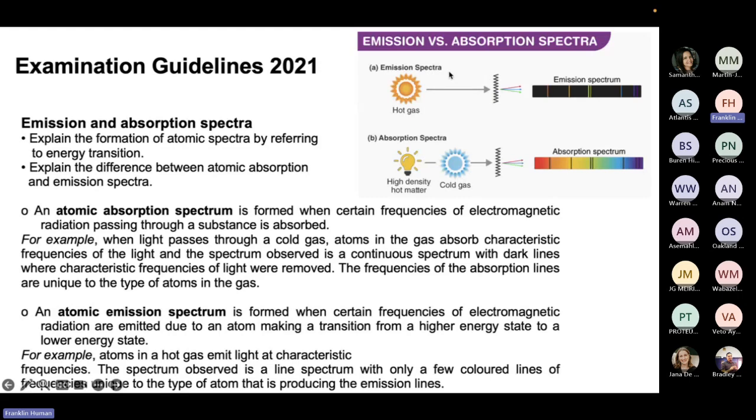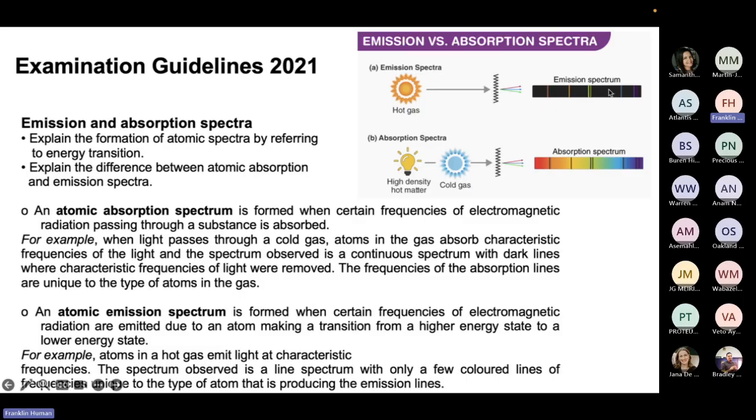The difference between my emission spectrum and my absorption spectrum is that in my emission spectrum, I have a dark background with colored light, or lines of specific colors, against the dark background.